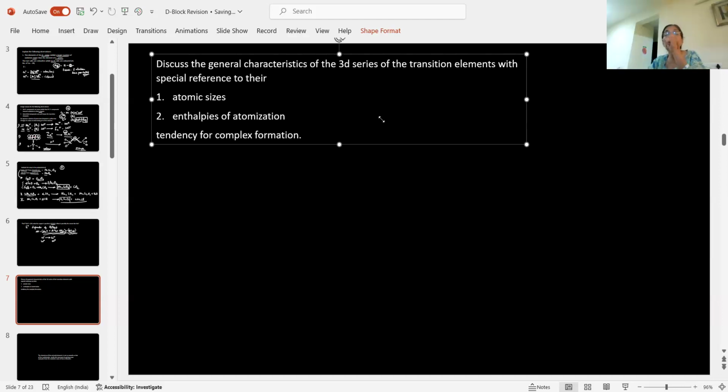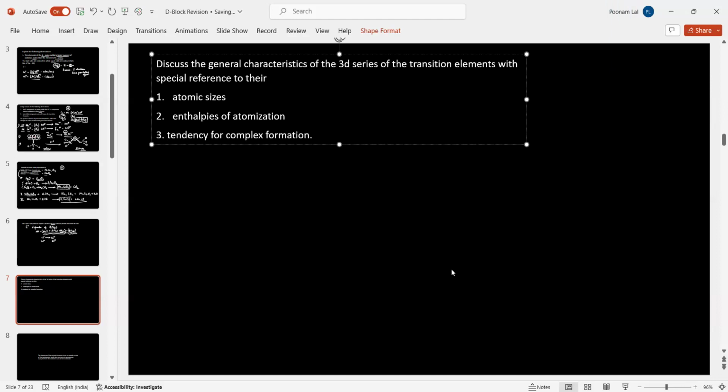Discuss the general characteristics of transition elements. See, this is a very general question. You know, this is atomic size, enthalpy of atomization, and tendency to form complex ions. So many together are not asked; one of them will be asked. Okay, these are all previous years' questions. So for atomic size, you can take an example of the 3D series.